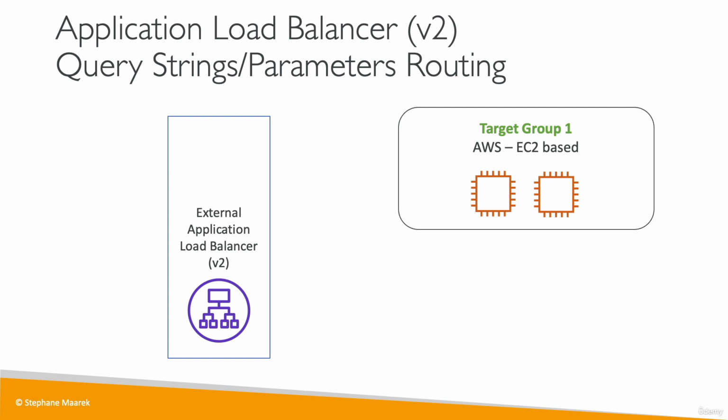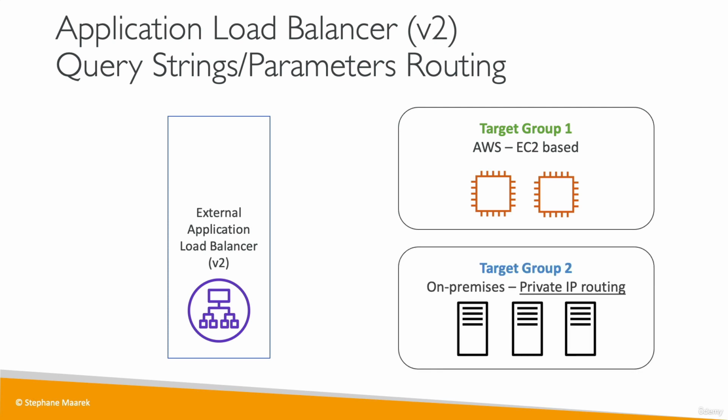Let's take another example. We have an ALB, and we have two target groups. The first one is based on AWS with EC2 instances, and the second one is going to have private servers on premises, so in our own data center. For the target group to be able to exist, we need to specify the private IP of our servers into the target group for them to be registered.